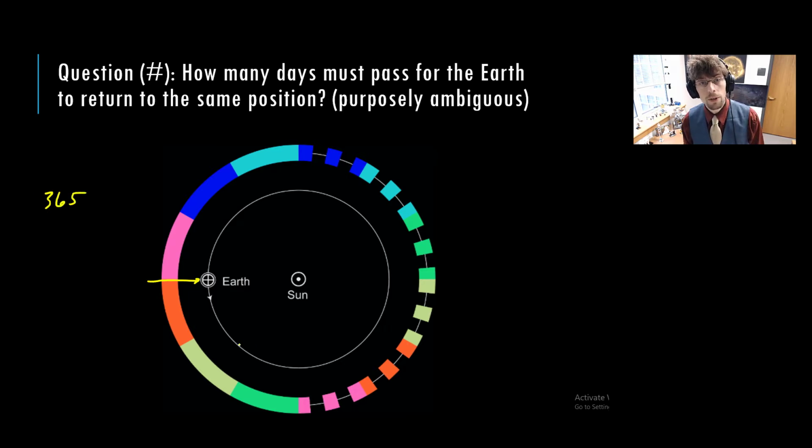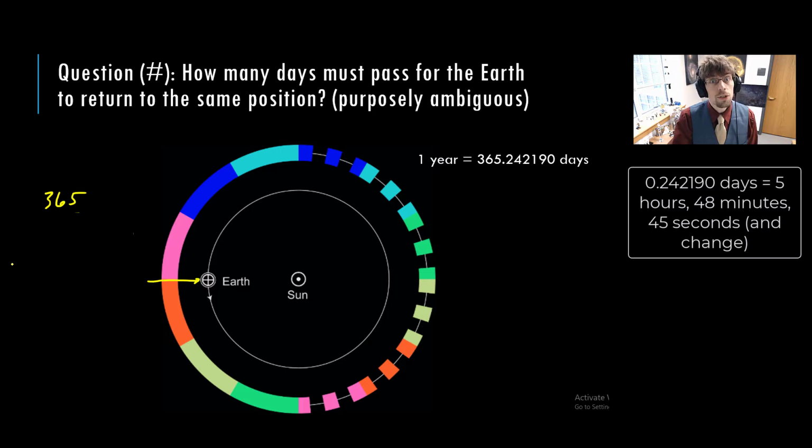365. What we know is that we define a year based on how long it takes for the Earth to return back to the same position. If we wanted to be 100% accurate, we would have to say this: it takes 365.242190 days to return back to the same position. And notice, very important here, is that we have this leftover decimal place. That's the key. You got that in mind?